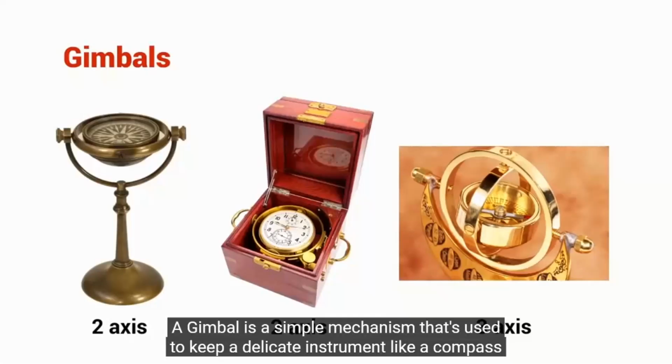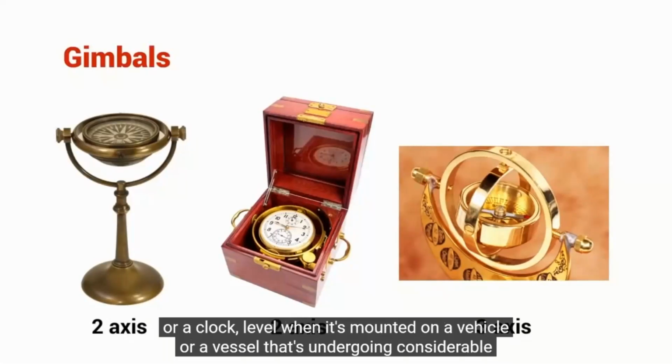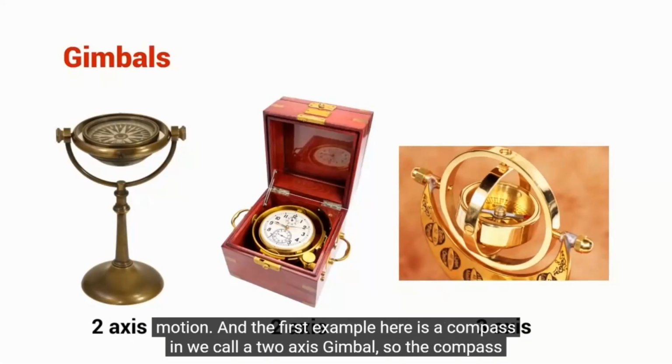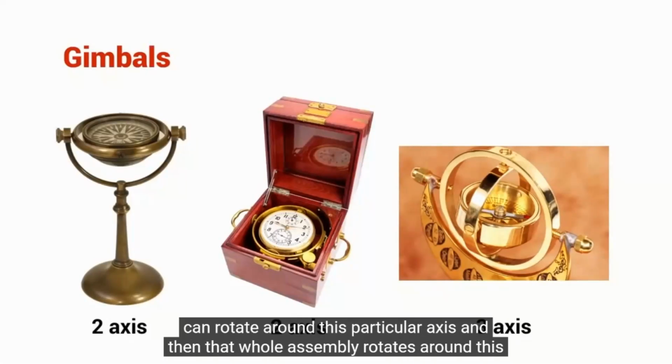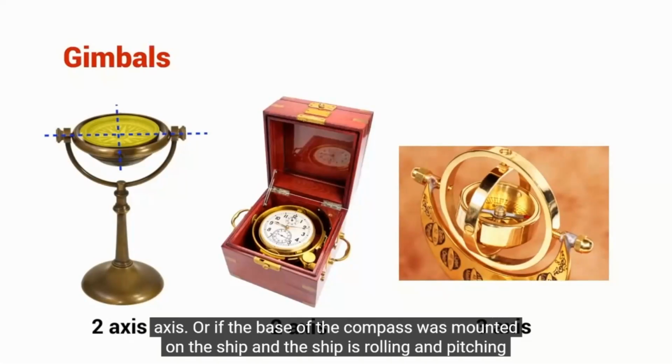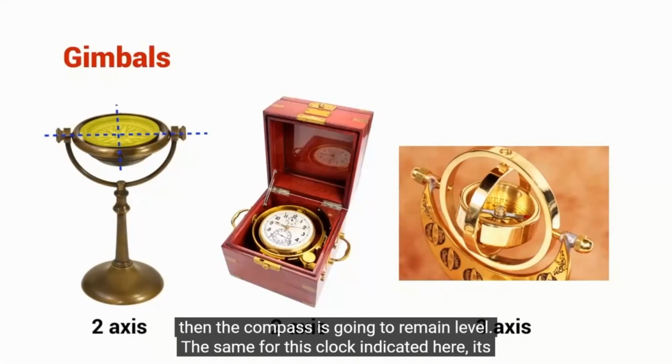A gimbal is a simple mechanism that's used to keep a delicate instrument like a compass or a clock level when it's mounted on a vehicle or a vessel that's undergoing considerable motion. The first example here is a compass in what we call a two-axis gimbal. The compass can rotate around this particular axis, and then that whole assembly rotates around this axis. So if the base of the compass was mounted on the ship and the ship is rolling and pitching, then the compass is going to remain level.